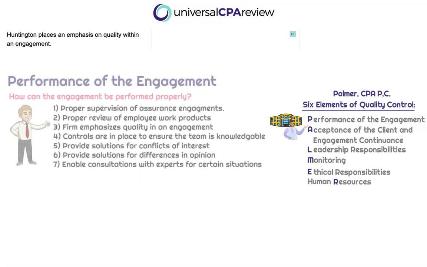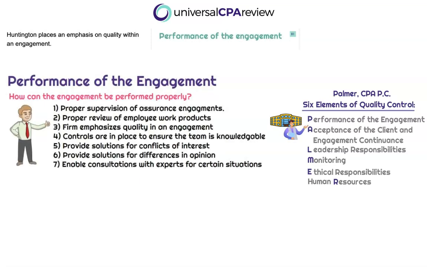Next up, Huntington places an emphasis on quality within an engagement. Okay, so this has to do with the P in our Palmer mnemonic. At the end of the day, performance of the engagement has to do with quality, right? We want to make sure that we're supervising the engagement. We have to make sure that we are providing solutions for issues that arise. So at the end of the day, an emphasis on quality has to do with the performance of the engagement element of quality control.